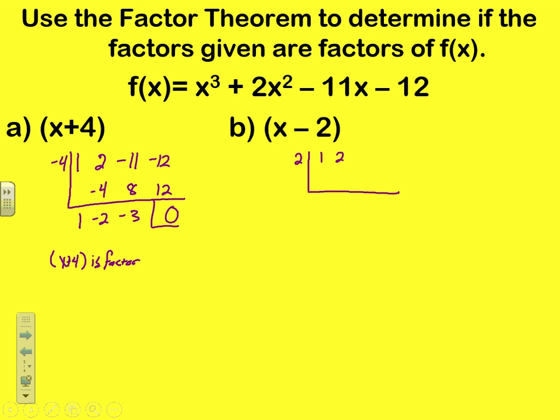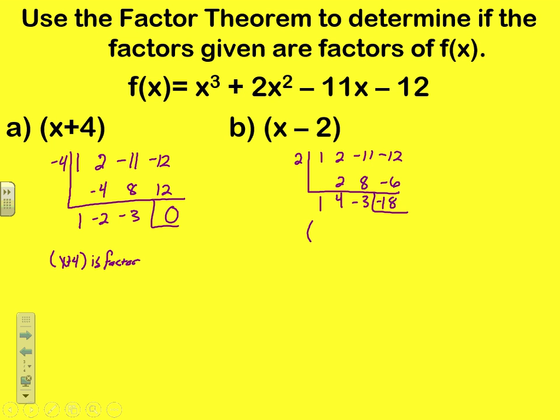So 1, 2, negative 11, and negative 12. So let's go through our division process here. Bring down the 1, multiply, and it gives me a 2. Add, and I get a 4. Multiply again, I get an 8. Here I get a negative 3. And 2 times negative 3 is a negative 6, which gives me a remainder of negative 18.